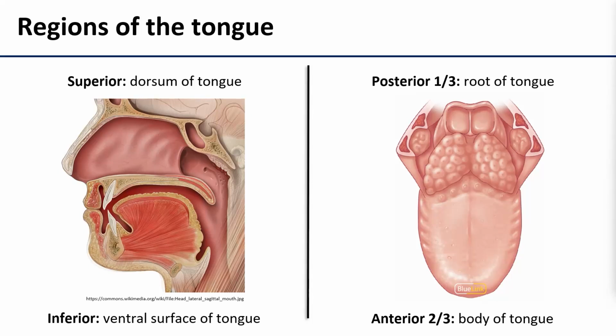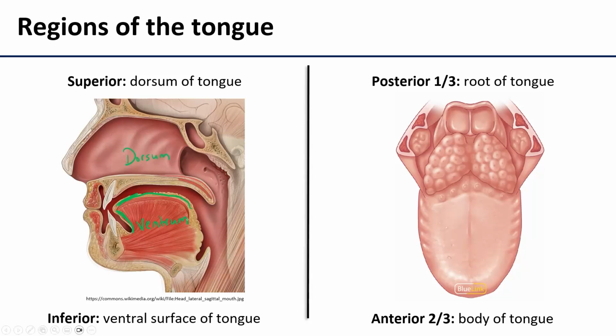All right, so since we are describing regions, the first thing we're going to do is start dividing up the tongue. The first division is going to be superior and inferior. So the superior surface of the tongue here, which I will outline for you, is going to be called the dorsum. And the ventral surface then down here will be called the ventrum or ventral surface.